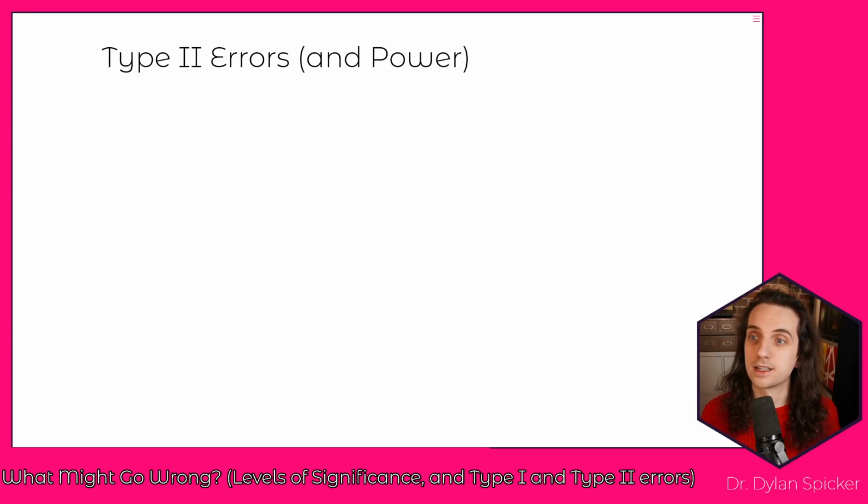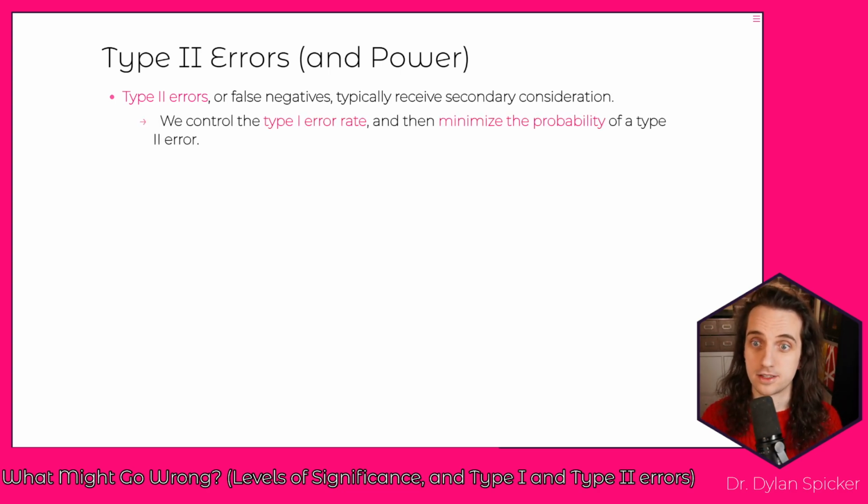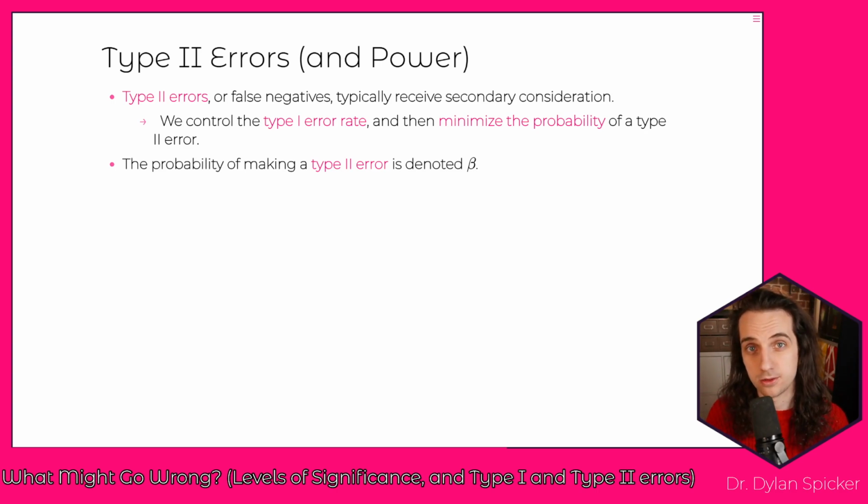And so because of this, we should think about type 2 errors. And when we're thinking about type 2 errors, we're also going to introduce this concept of power into hypothesis testing. So type 2 errors or false negatives, they're typically going to receive secondary consideration from us. So we select alpha that controls the type 1 error rate, and then we're looking for the test that's going to minimize the type 2 error, right? But when we're selecting alpha, we have to note that selecting too low of an alpha is going to make the probability of a type 2 error increase. Okay, so the probability of making a type 2 error, we denote with beta, right? So the second letter there, alpha for type 1, beta for type 2.